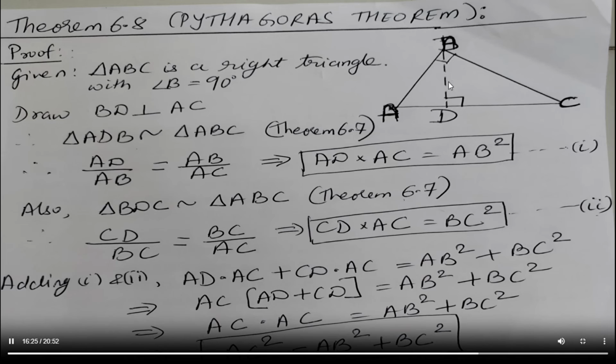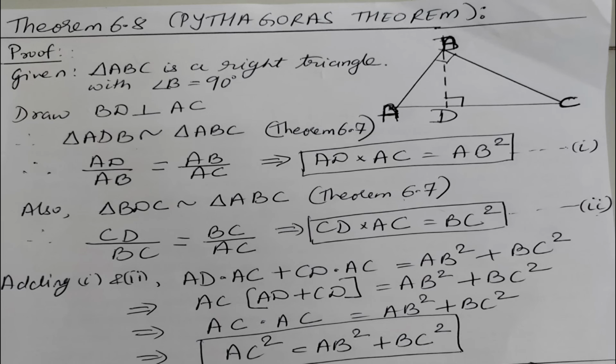Again, by theorem 6.7, triangle BDC will be similar to triangle ABC. So, CD upon BC will be equal to BC upon AC. Hence, we have CD into AC is equal to BC square. Now, if we add both of them, we get AD into AC plus CD into AC is AB square plus BC square. But now when you take AC common, you have AC into AD plus CD, which is again AC. So hence we have proved that AC square is equal to AB square plus BC square.